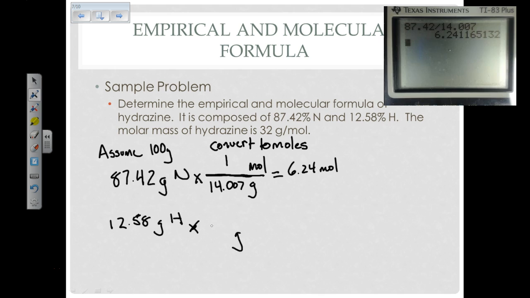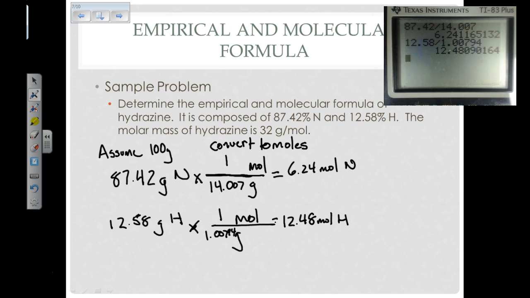I'm going to do the same thing for hydrogen. Okay, I want to go from grams to moles. So for every 1 mole, hydrogen is 1.00794 grams. So we're going to do 12.58 divided by 1.00794, and that gives us an answer of just about 12.48 moles.